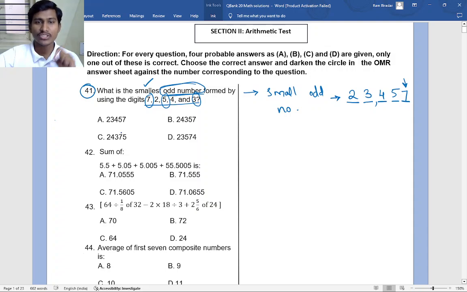23,457. Which is the option? Yes? Okay, so the option is option A here, right? Good. So this is how you can do it.